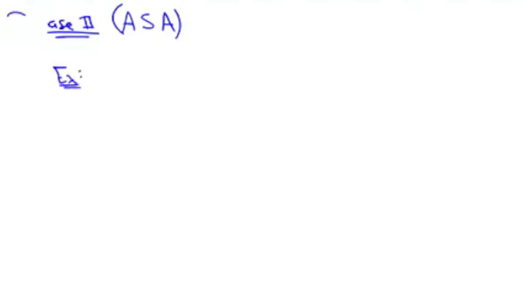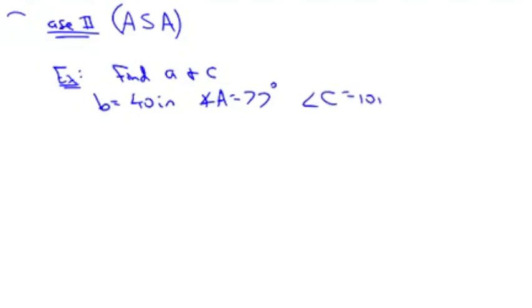For example, let's find A and C where B is equal to 40 inches, angle A is equal to 77 degrees, angle C is equal to 101. The pictures are only important to get things straight in your head, which goes with which piece. It doesn't have to be perfect, but 101 is greater than 90 degrees, so you have to draw an obtuse triangle.